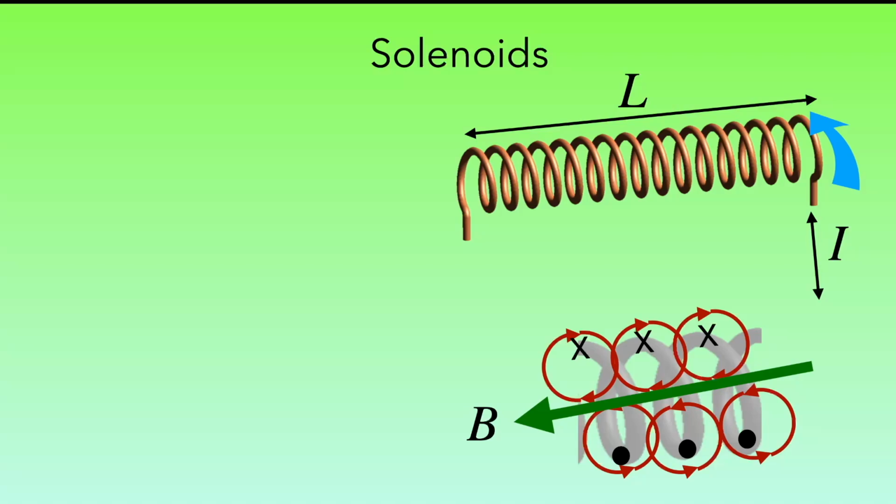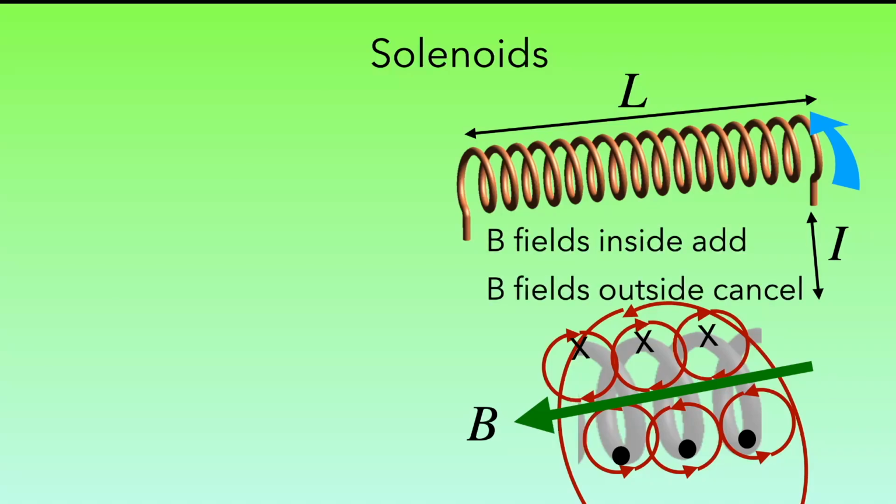And outside, let me just blow up one of those ones on the bottom. If I look at the B field from one of those loops on the bottom, you can see when it's above the solenoid, it would be canceled out by the B fields from the top parts of the loop. In other words, outside the solenoid, the B fields cancel. There's no net B field. And inside the solenoid, they add together to make a strong B field.